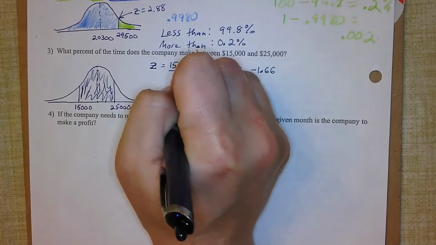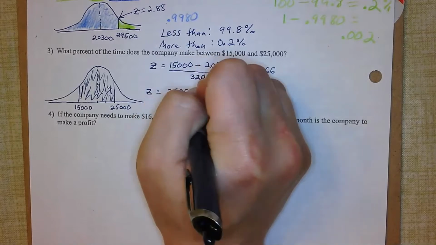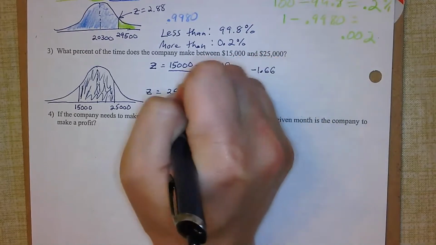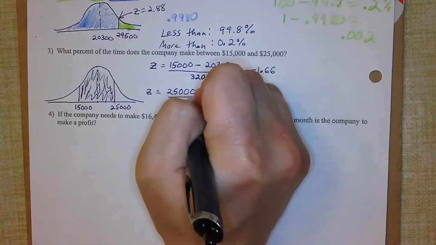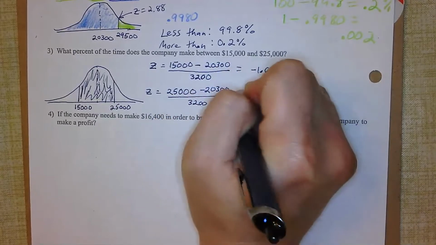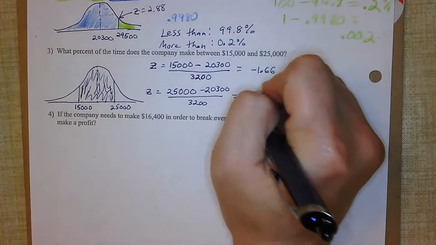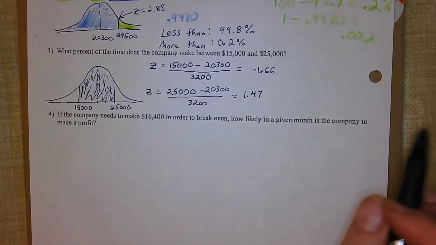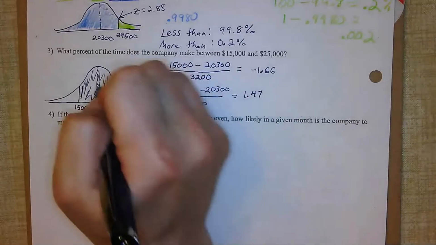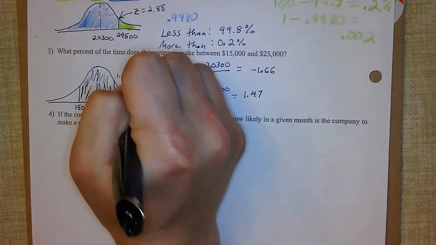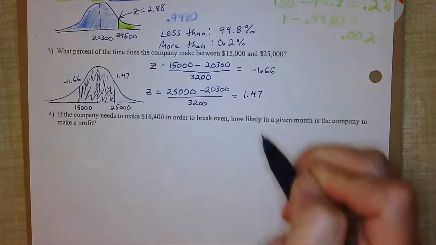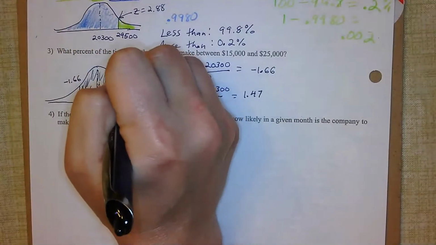For 25,000, I'm going to do 25,000 minus the average over the standard deviation. Grab my calculator, type that in, and I get 1.47. So I want to remember that right here I have 1.47. Over here I have negative 1.66 as my z-values.